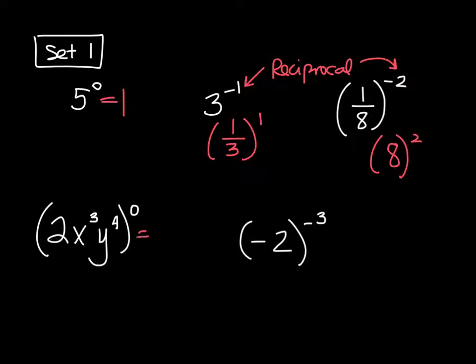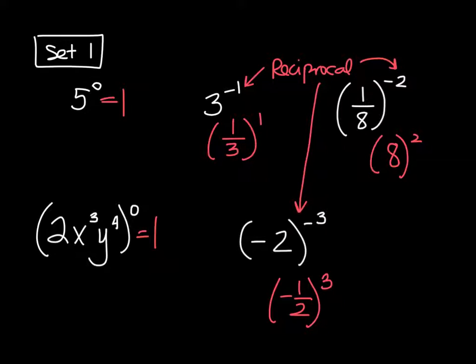Anything to the 0 power equals 1. It doesn't matter what is inside of here. That could be the most complicated problem in the world, and if it's to the 0 power, it just equals 1. And then one more time, negative exponents mean reciprocal. So the reciprocal of -2 is -1/2, and then the exponent becomes positive.